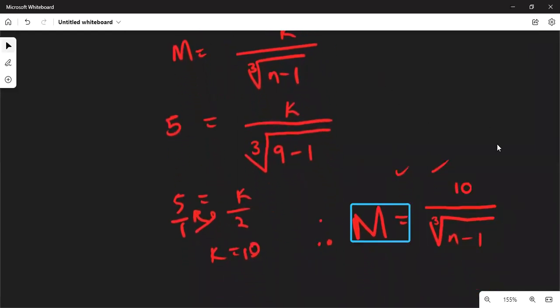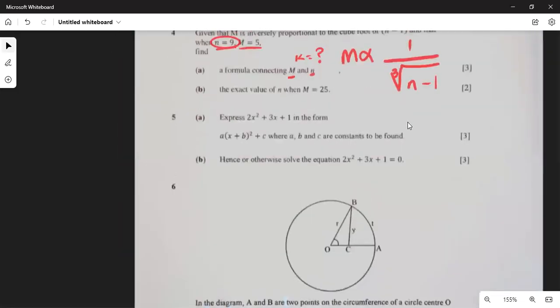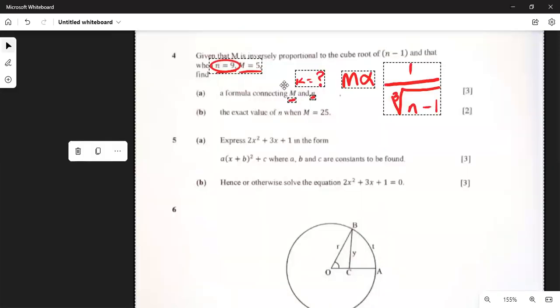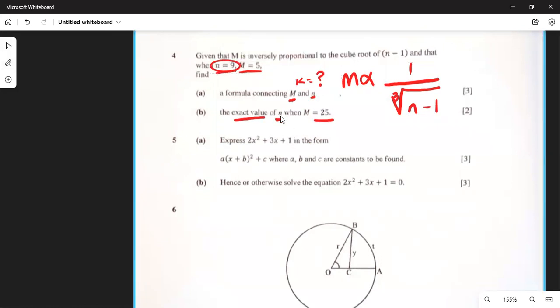But that's actually what we had in this case. All right, so we've got a relationship between M and N. And the other question now was to calculate the exact value. Take note, this is the exact value that we are calculating here. We want the exact value of N, given that M at that moment is 25.